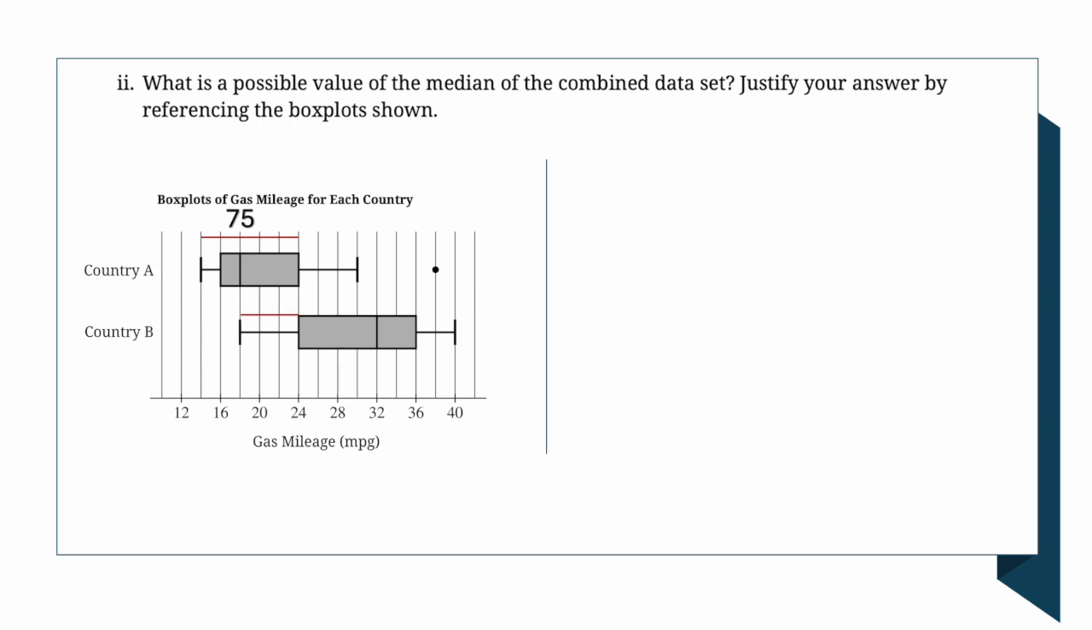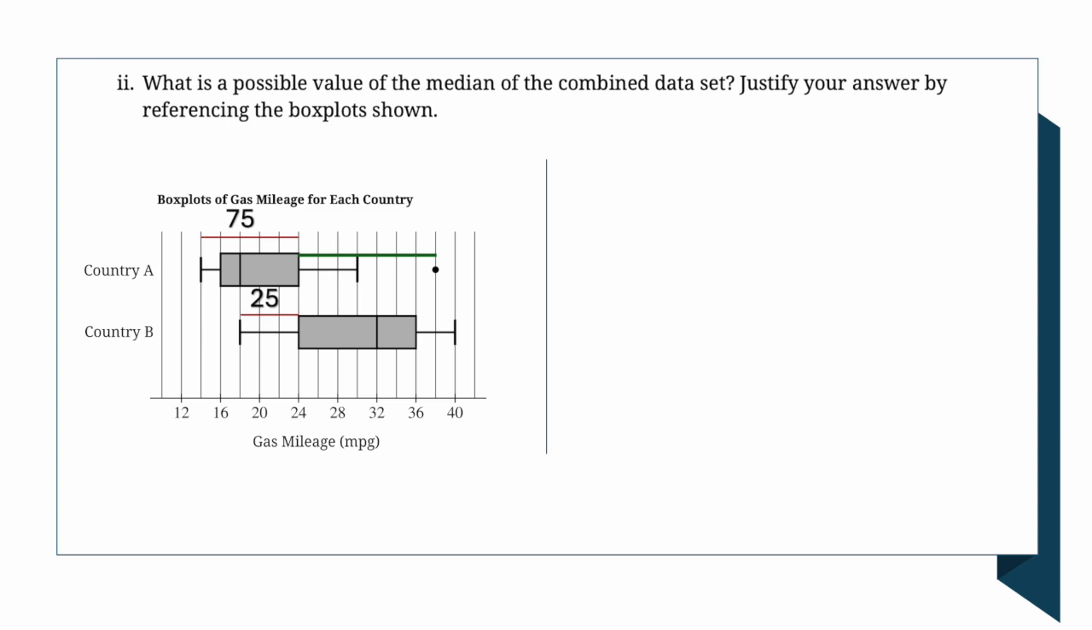Now, let's look at country B. From minimum to quartile 1, which is 25% of the distribution, that is 25% of 100, which is 25 cars. Now you can see that below 24 miles per gallon, you have 100 cars. When you combine the two data sets, country A and country B, you get 100 cars below 24. Now let's see above 24.